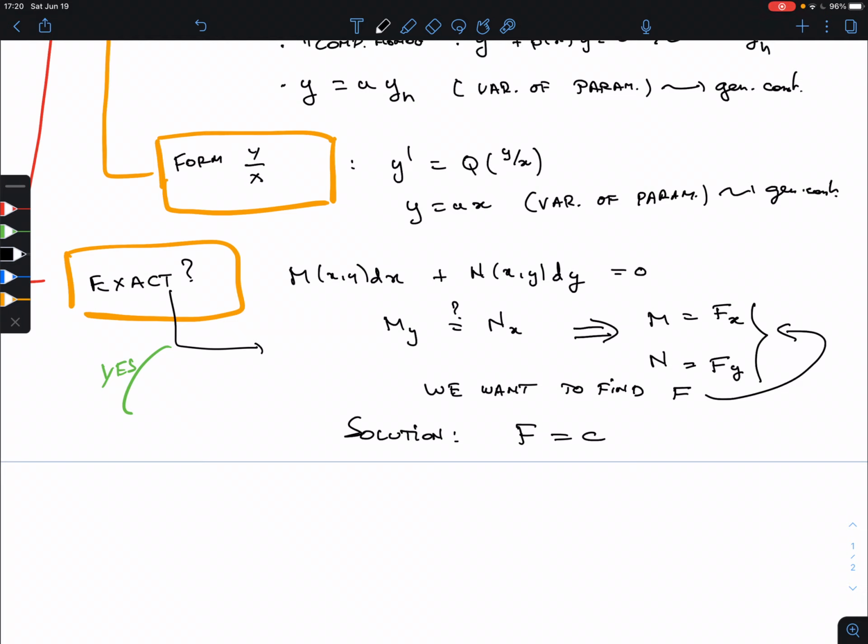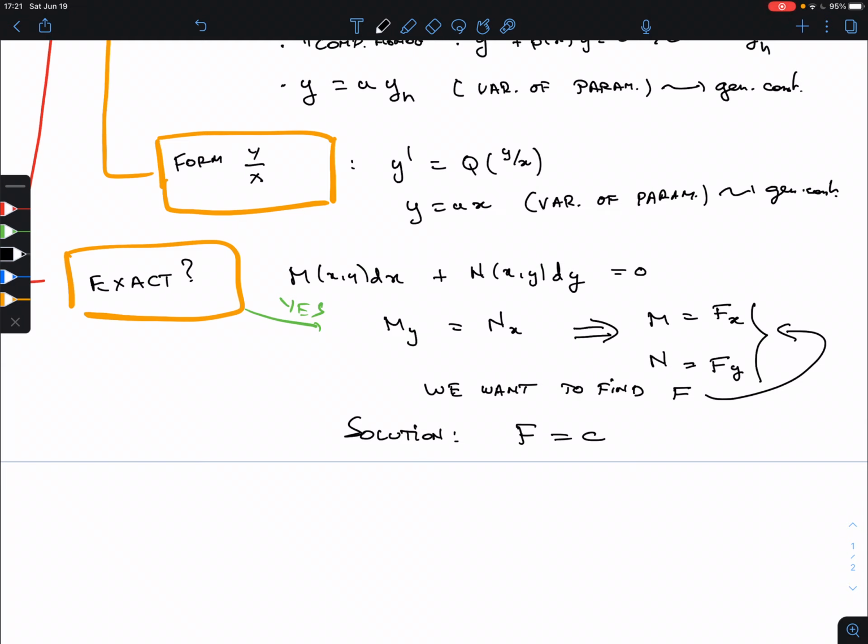I misspoke. I said f is a function. No, I should say f is an expression in x and y. If you take the partial with respect to x, you get M, and if you take the partial with respect to y, you get N. Why is that? Because this is true. I'm now in the yes case, so let me not make it a question anymore, but say yes, it is true. So if we're in this case, then we know such an f exists, and this expression f gives the solution by putting f equal to a constant.